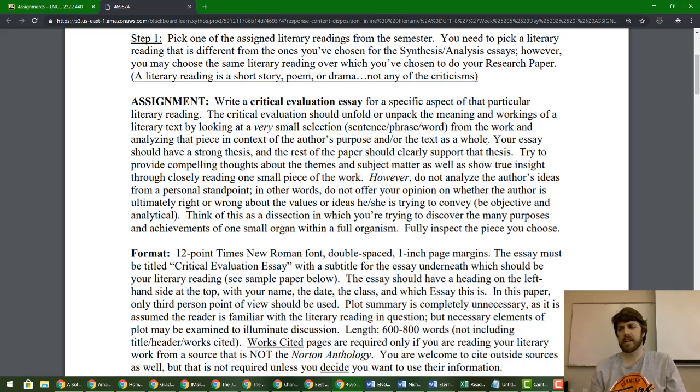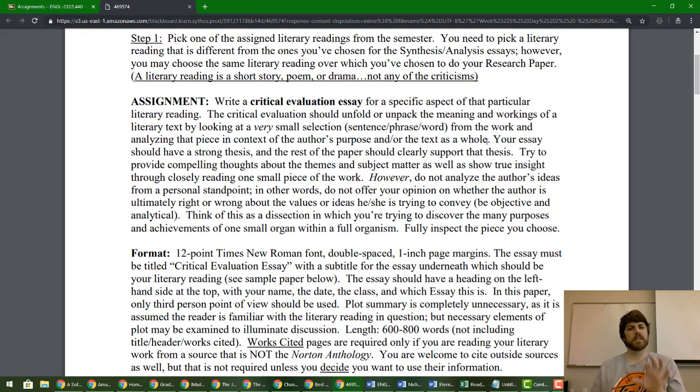basically, if the selection were removed from the story or the tale or the poem, the poem would be different. And if the same meaning was conveyed but with different words, then the meaning of the literary work would not be achieved as succinctly. That's essentially what I'm wanting you to try to argue.